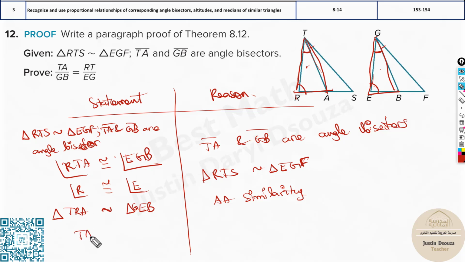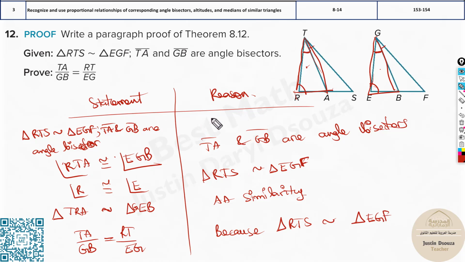TA divided by GB, the other side of the triangle, will be equal to RT divided by EG. This proportionality will hold good because triangle RTS is similar to triangle EGF. So therefore we have proved it.